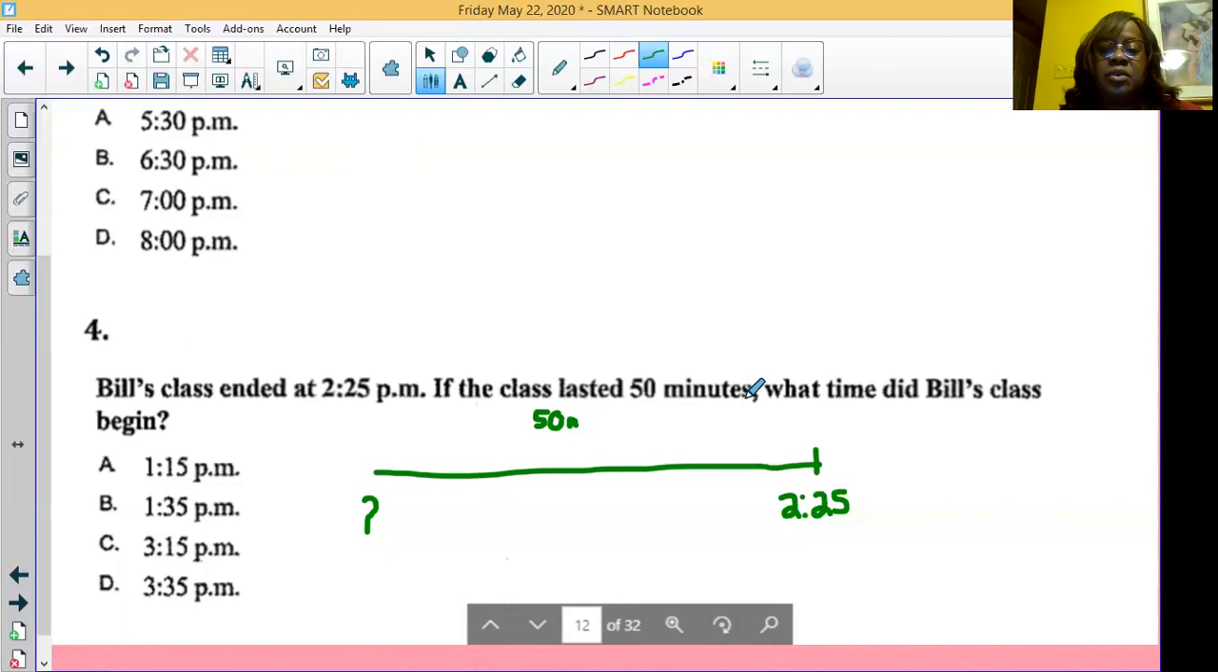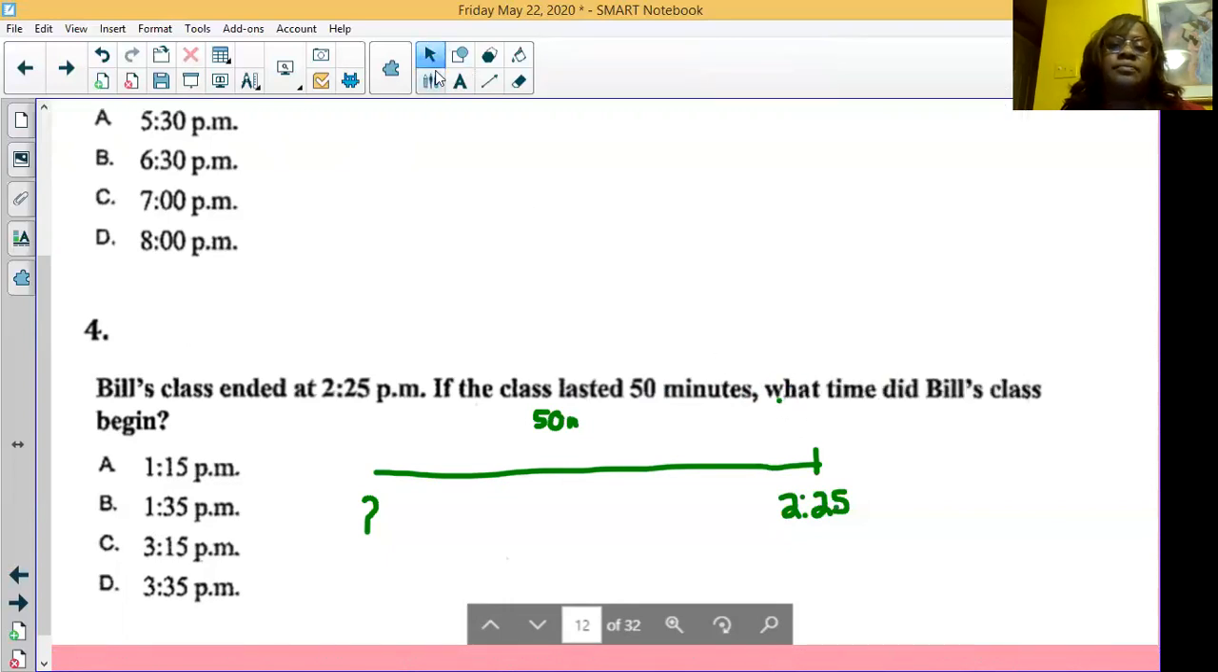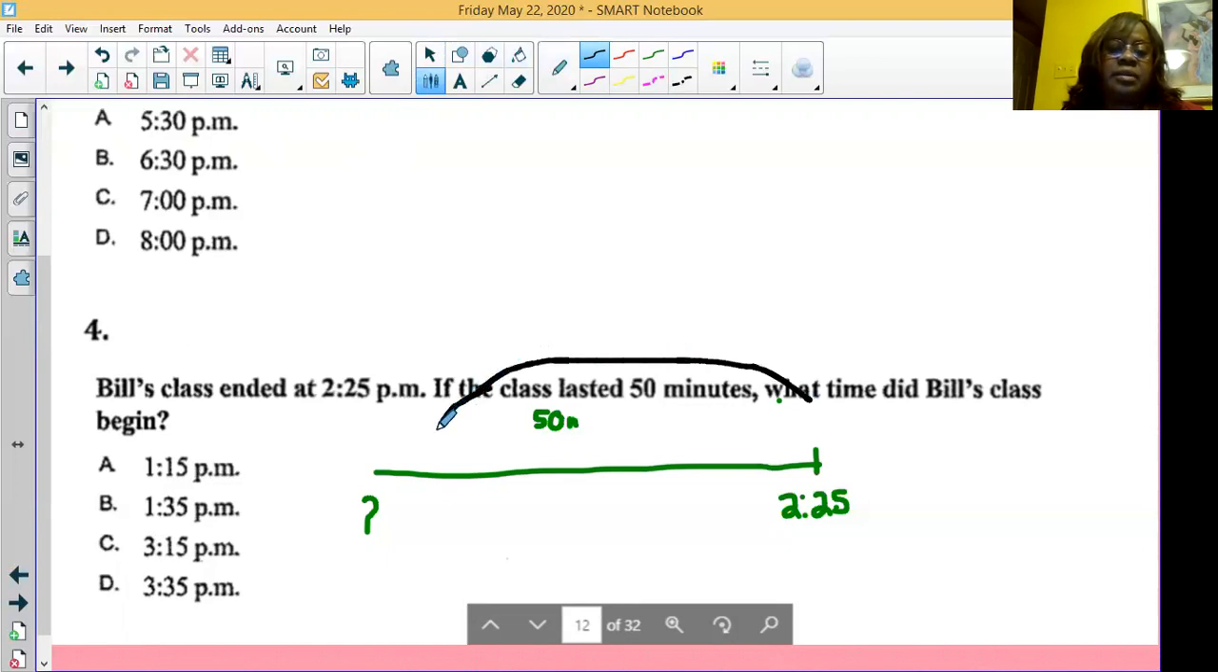So this time you're working backwards. So you're going to go from 2:25 back here, and you're going to do that using this 50 minutes. Okay? And you figure out how to count backwards from 2:25. You know your answer should not be greater than 2:25 because you're subtracting time. Okay? All right, so get those problems done.